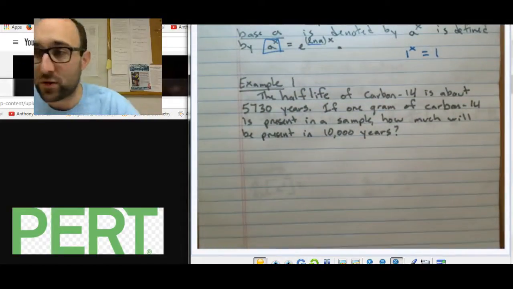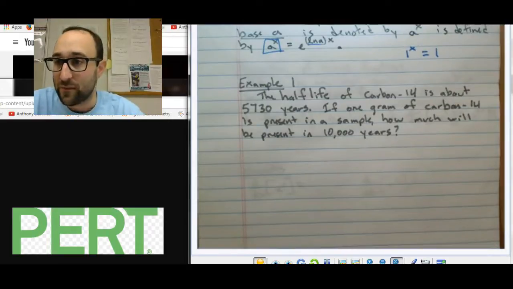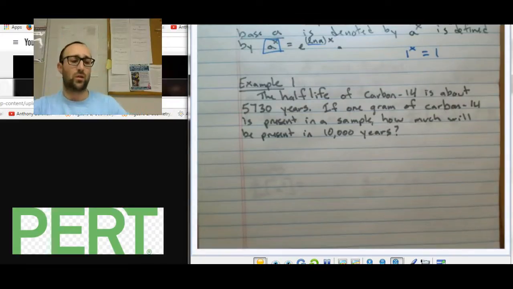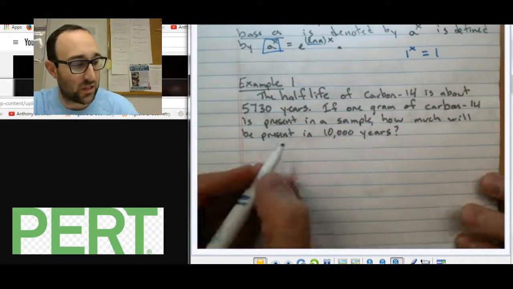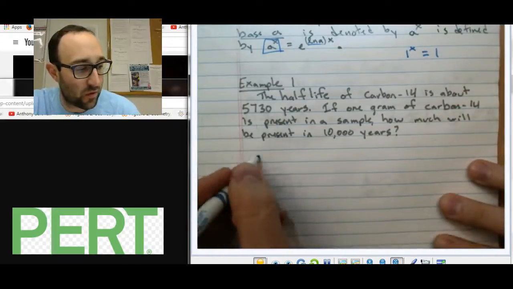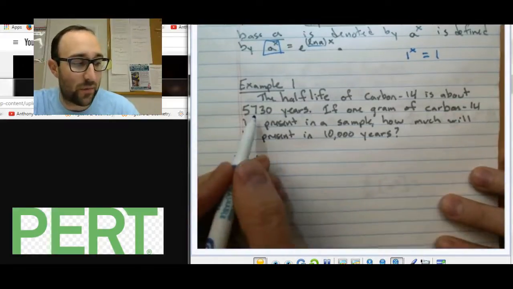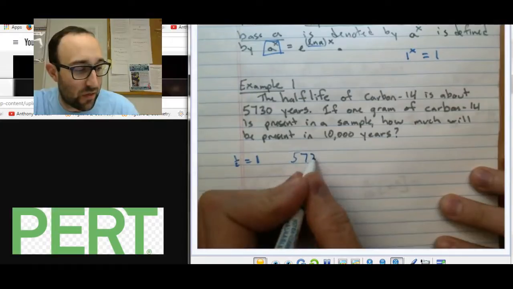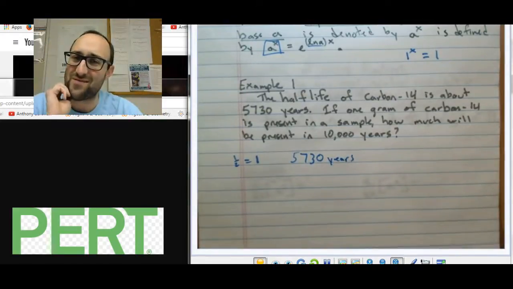The half-life of carbon-14 is about 5,730 years. If 1 gram of carbon-14 is present in a sample, how much will be present in 10,000 years? All right, so first of all, when we talk about half-life, we're saying how long does it take for half of that stuff to be gone? So really what it says is that we start with 1, we end with a half, right? And we say that is going to happen in 5,730 years. Okay, so really what we're saying is half-life.